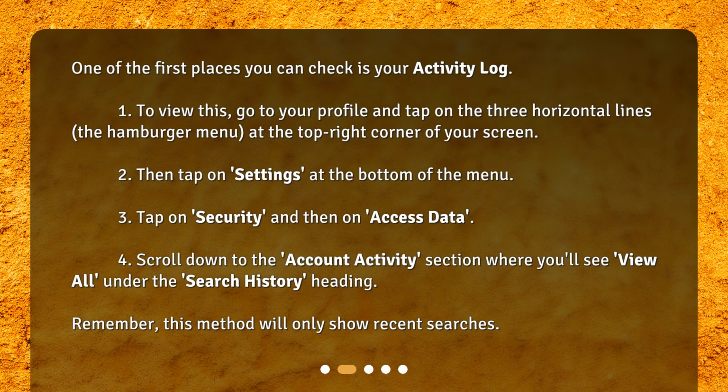1. To view this, go to your profile and tap on the three horizontal lines, the hamburger menu, at the top right corner of your screen. 2. Then tap on Settings at the bottom of the menu. 3. Tap on Security and then on Access Data. 4. Scroll down to the Account Activity section where you'll see View All under the Search History heading. Remember, this method will only show recent searches.